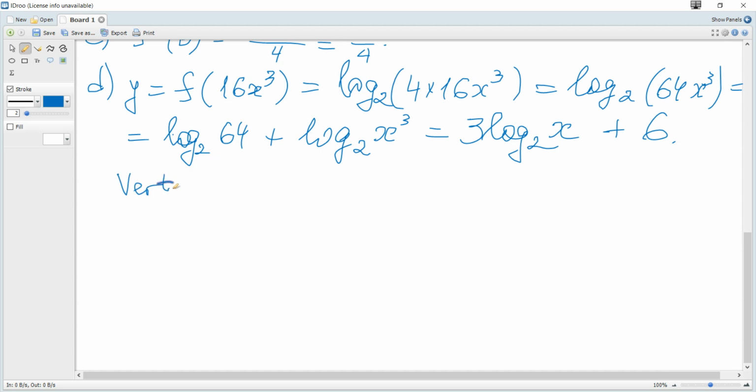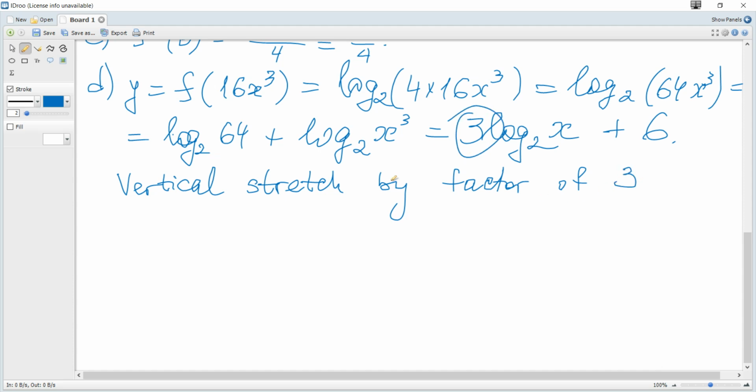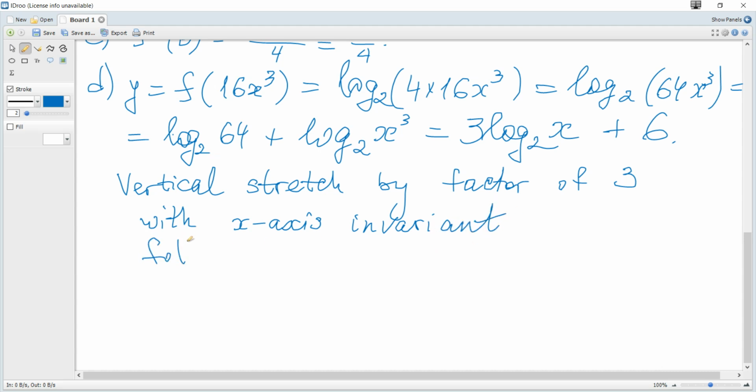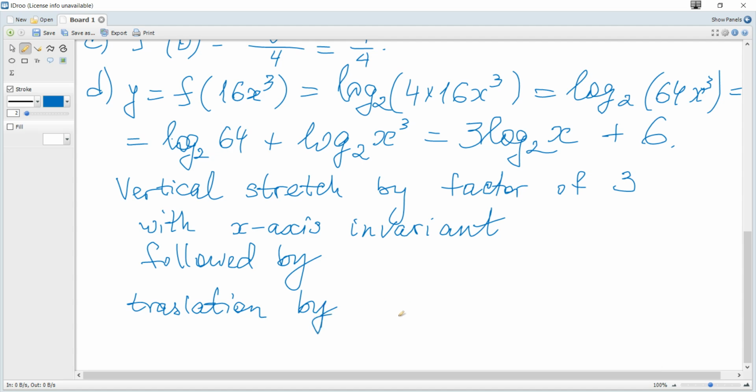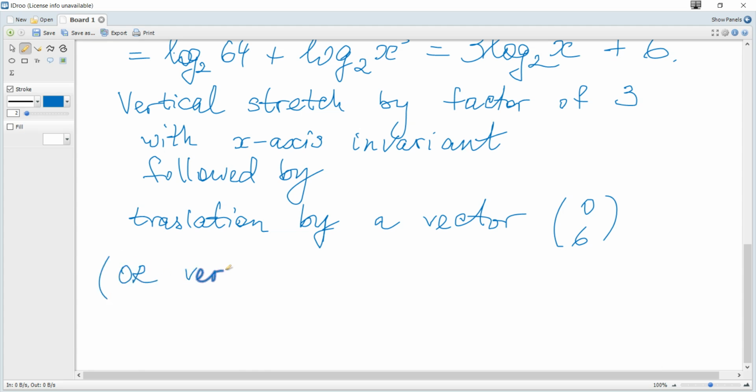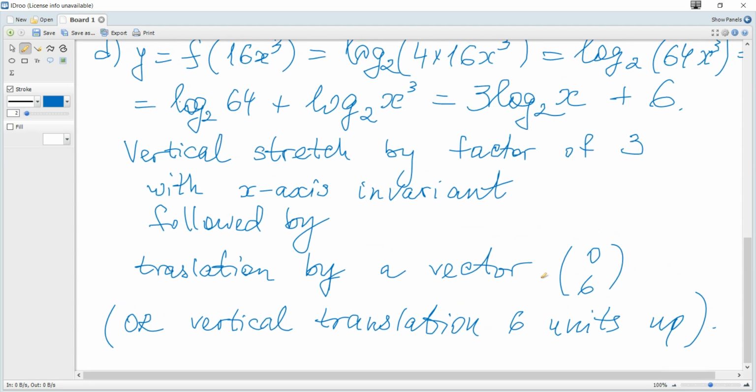Vertical stretch by a factor of 3 due to this 3 with x-axis invariant, followed by translation by a vector 0, 6, or just vertical translation 6 units up. And that's all for this question.